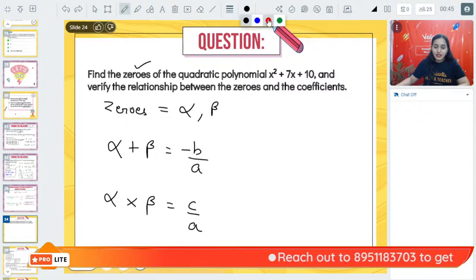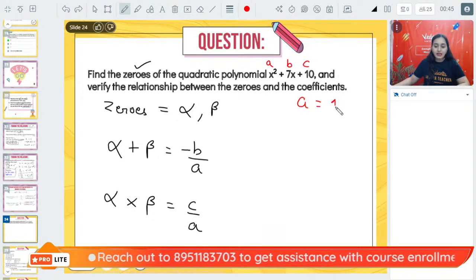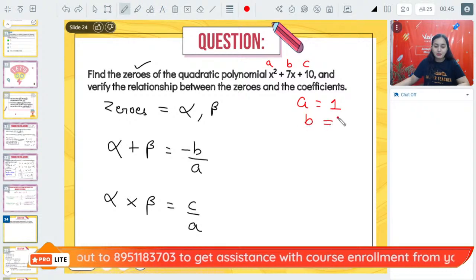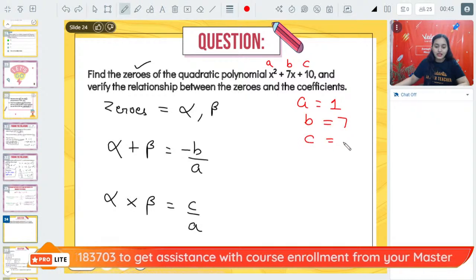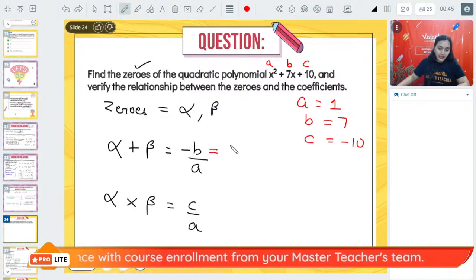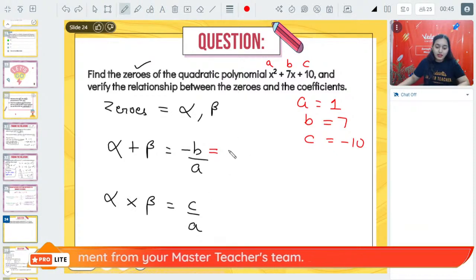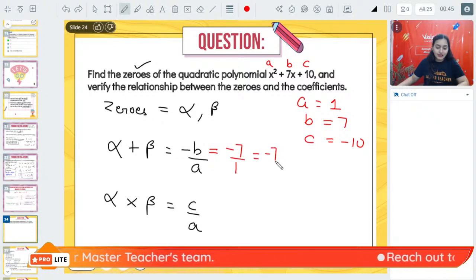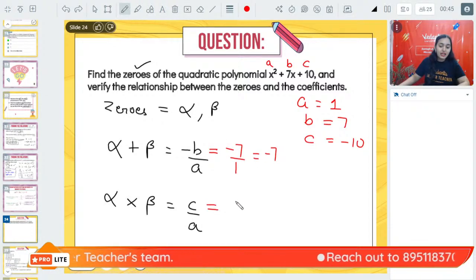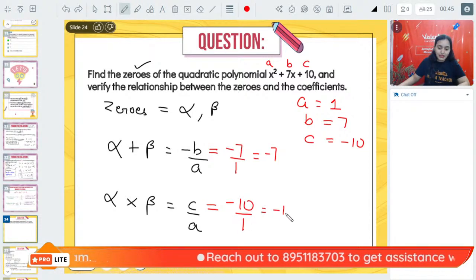Now here in the equation a, b, c. What is the value of a? A is 1. What is the value of b? B is 7. What is the value of c? C is 10. So if I put the value here, what is minus b upon a? Minus b upon a is minus 7 upon 1, which is equal to minus 7. What is c upon a?